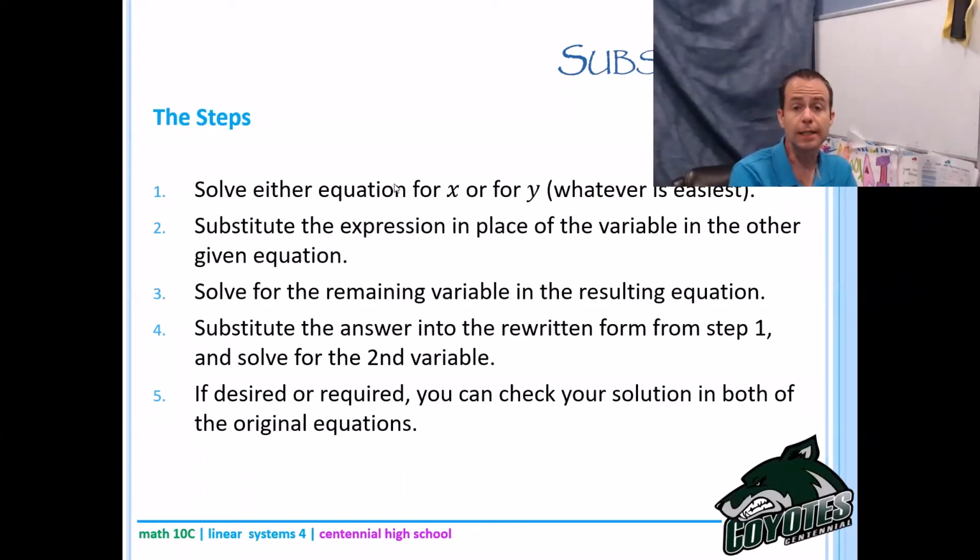So for those of you who like to have steps written down, I've written down steps for you. What we're going to do is we solve either equation for x or for y, and really it's all about whatever's easiest there, okay? Then we substitute the expression in place of the variable in the other equation, and that's where I use those arrows to go over, okay? I'm really big on that because I need you to communicate. It's a problem for a math teacher when we are trying to find your work, okay? Math teachers should never have to find or figure out what you're doing. You should be able to communicate it clearly. So that's why I'm really emphasizing, make sure that your work is as clear and as concise as possible.